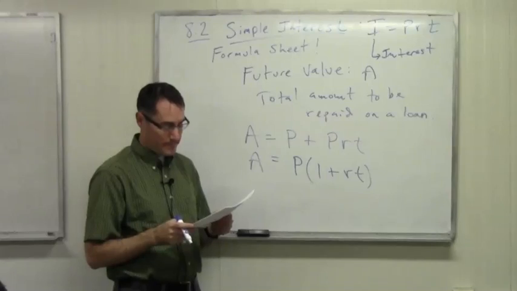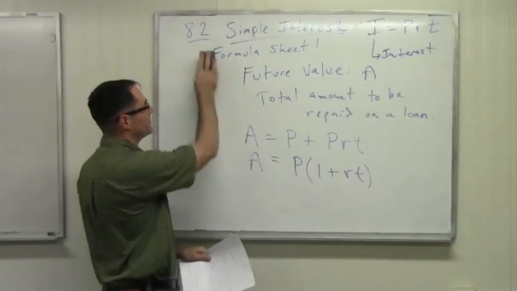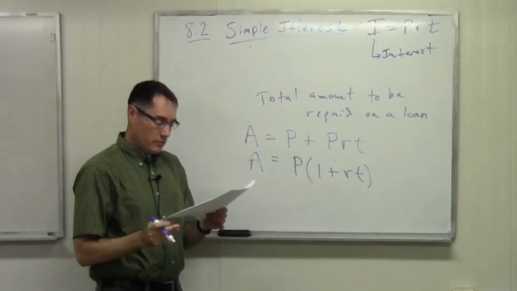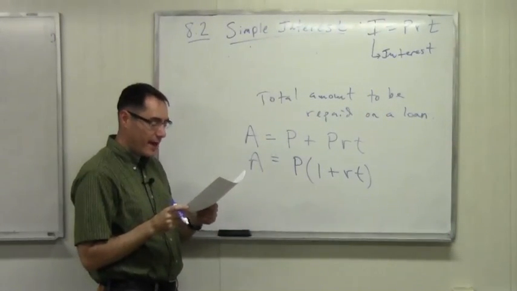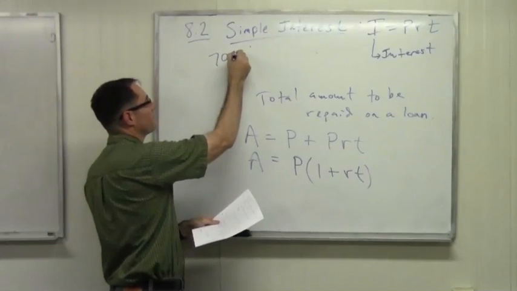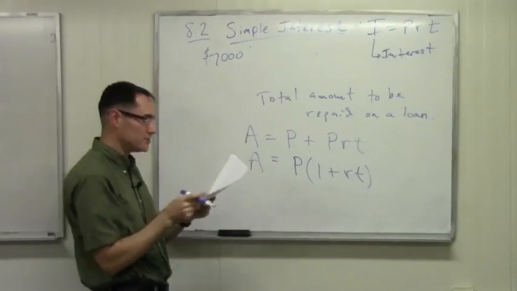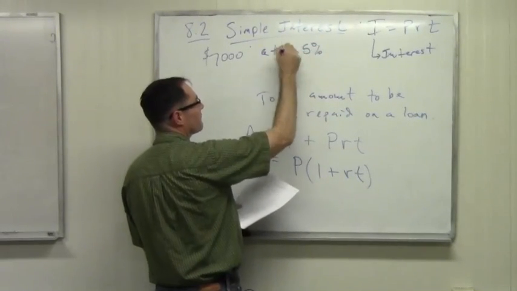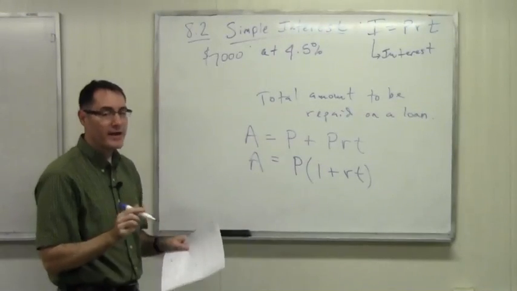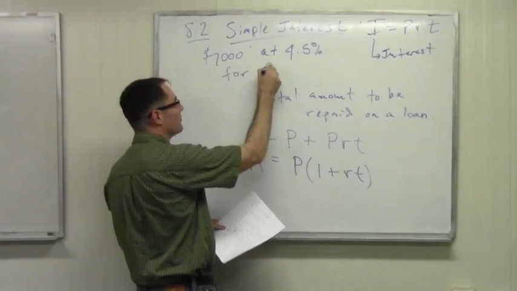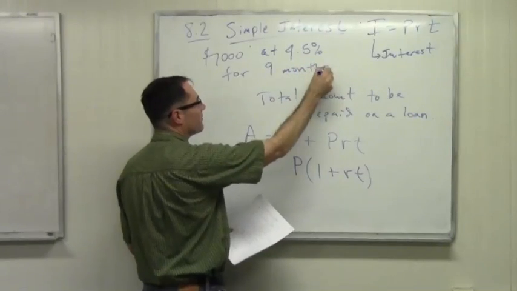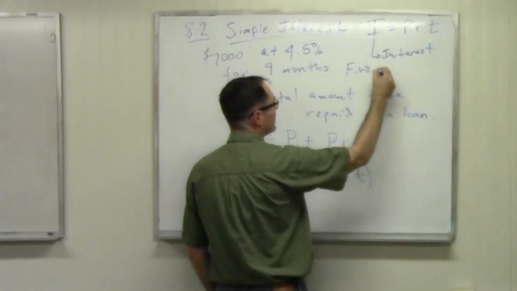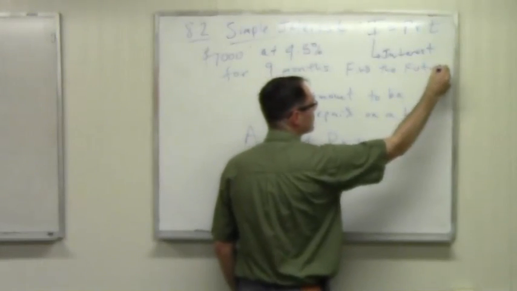Here's an example. Let me write this up here. Let's say we have a loan of $7,000 at 4.5% interest for 9 months. Not a full year, for 9 months. And we want to find the future value.